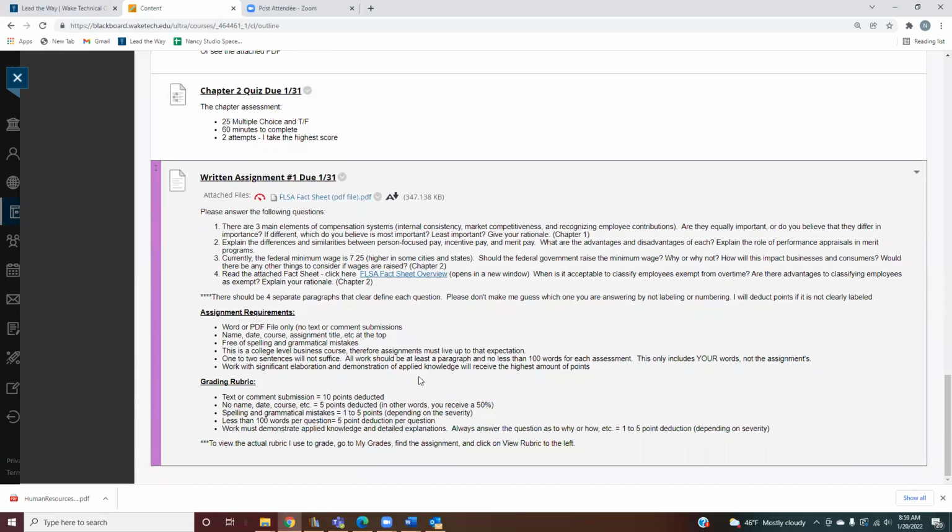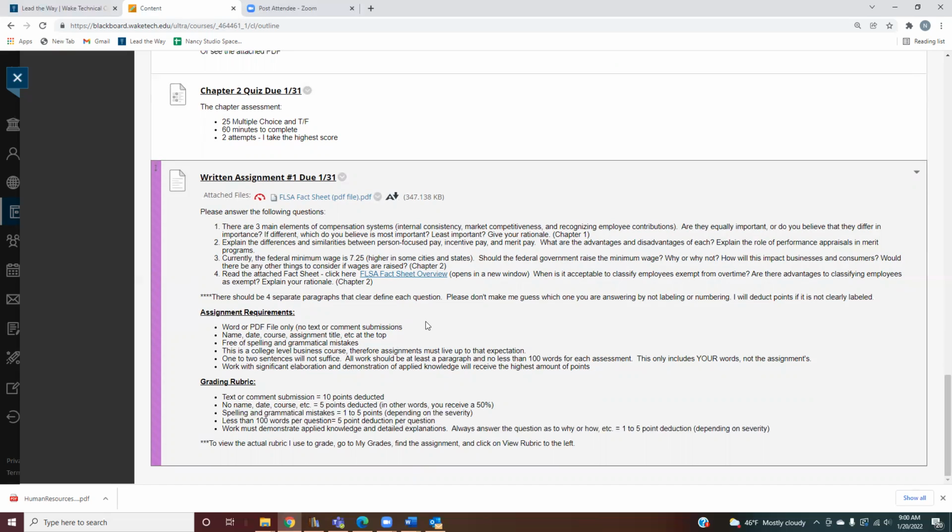Let's go ahead and look at the requirements. Hopefully you've read the syllabus and you know the expectations for the work, but I'd like to see a Word or PDF file, no text or comment submissions. Also, I don't accept Google Pages or Google Docs or any of that, because they're just not compatible in Blackboard. Also make sure that your name, date, and course assignment are at the top. It has to be free of spelling and grammatical mistakes. It's a college level business course, so I expect it to live up to that expectation. If writing is a challenge for you, please go see the ILC. They'll certainly help you out with your writing.